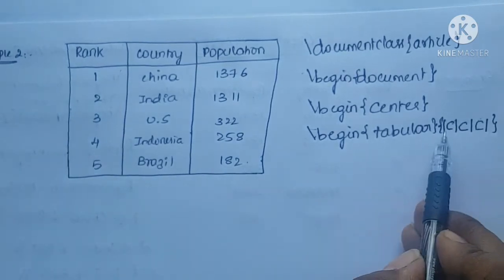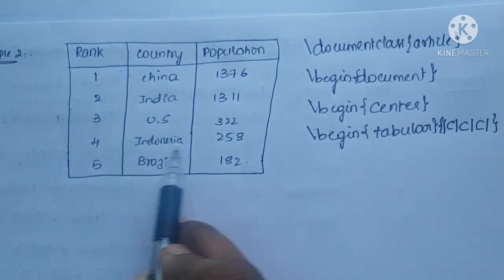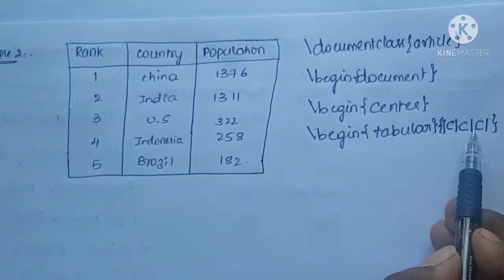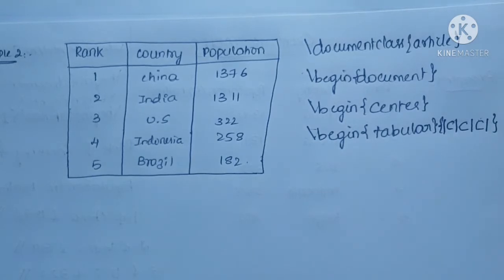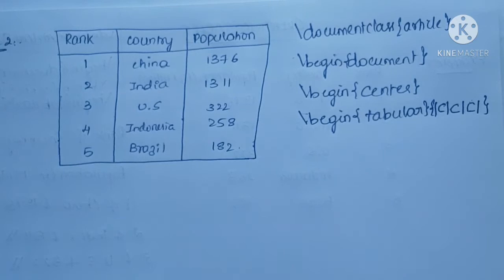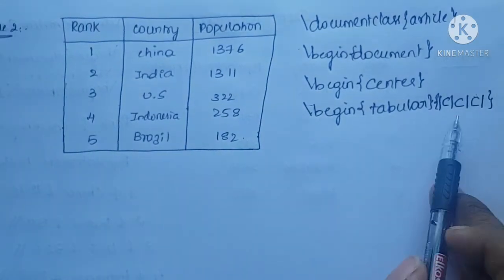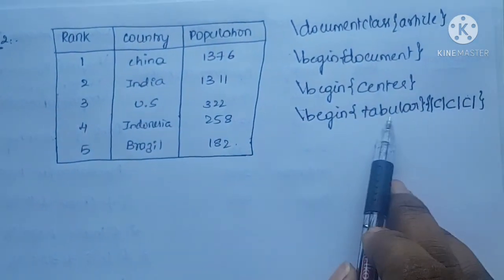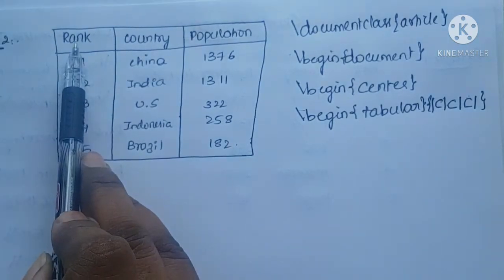For this line, I have mentioned it here. For this line, here. For this line, here. For the last line, I have mentioned it here. Is it clear? If you want to get horizontal lines between the columns, you need to mention it here. Okay. Now, after begin tabular, we need to mention the first row.